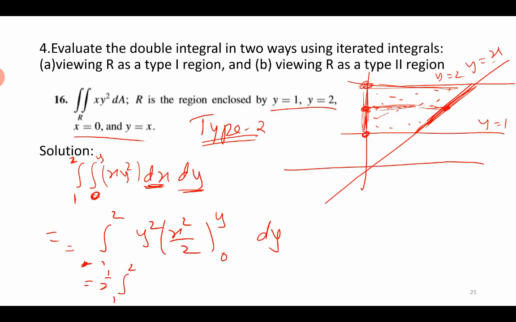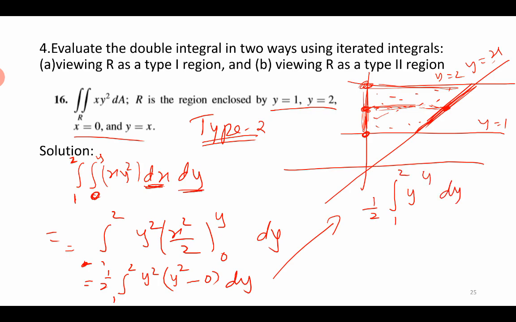1 by 2 is constant, y square is kept as constant. So this is y square minus 0 dy. So this is nothing but 1 by 2 integral y raised to 4 dy from 1 to 2.